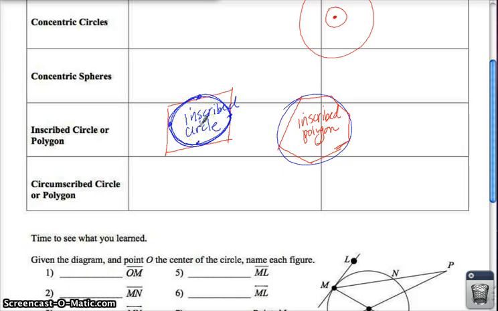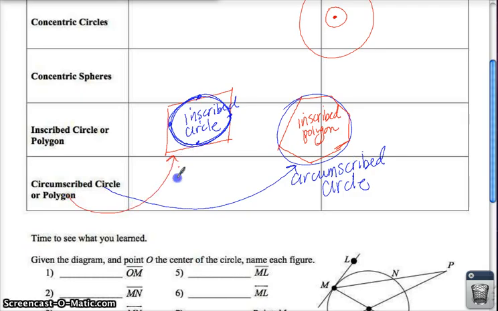And then we have circumscribed circle or circumscribed polygon. So a circumscribed circle is when the circle is on the outside. So a circumscribed circle is when you have an inscribed polygon. A circumscribed polygon is when the polygon is on the outside. So this is an example of a circumscribed polygon.